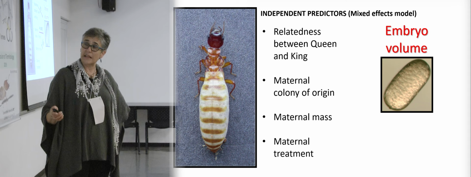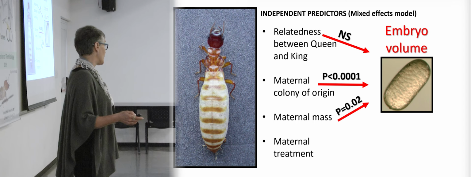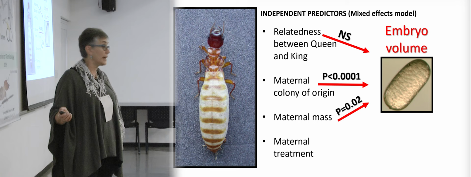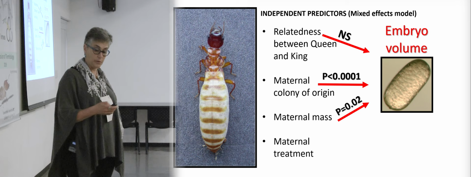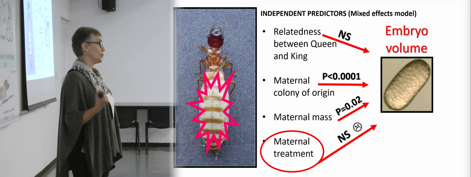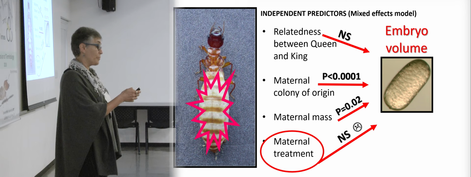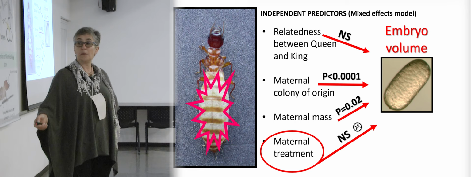Relatedness had nothing to do with embryo volume. The colony you're coming from as a mother seems to be very important in determining whether you're going to have big eggs or small eggs. Maternal mass matters too: if you're a heavy female, and that's a common observation in insect biology, the bigger the female or the male, the bigger the progeny. And unfortunately, maternal treatment had no effect. So all those differences I showed you in the frequency distributions were probably driven by maternal origin and maternal mass, but not by the treatment we gave them. We were kind of disappointed about that.